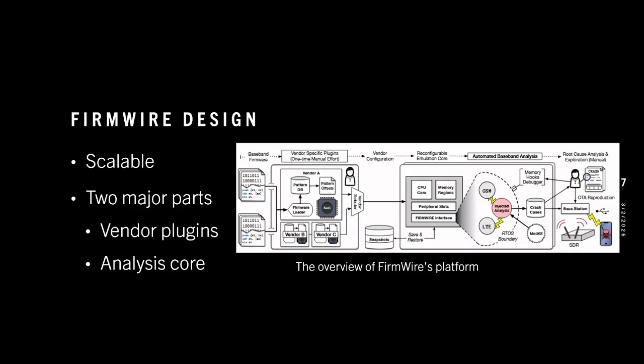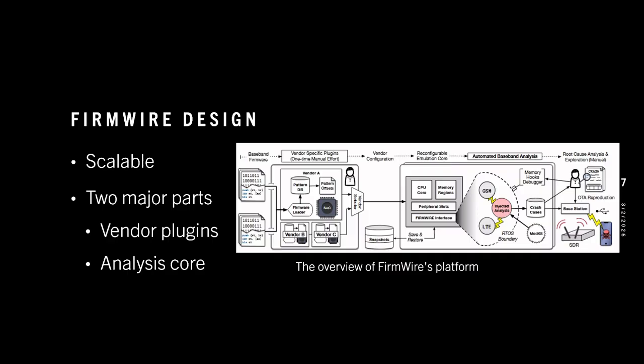What it does is it starts by taking in a baseband's firmware, and this goes through the vendor-specific plugin. What that plugin does is it abstracts away the image-specific information and makes that abstracted information available to the emulator. Now, the vendor-specific plugin does require some manual effort to set up by the user in order to get all the information abstracted, but it only has to be set up once and it can be used again. And not just can it be used again, but it can be reused for a lot of different images as well.